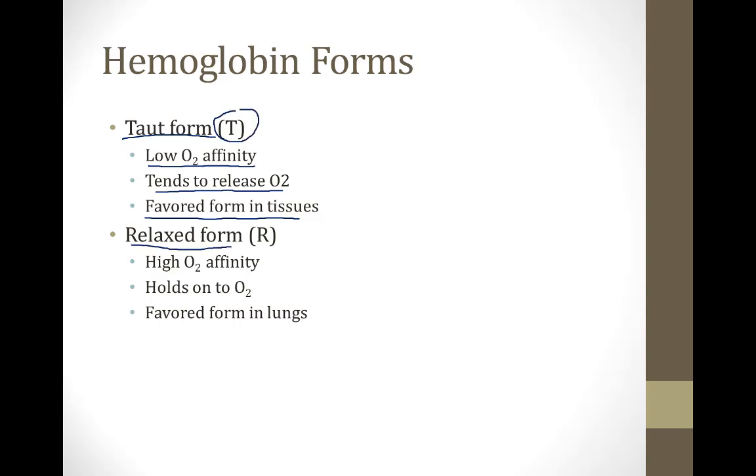Then there's a relaxed form called the R form, which has a high oxygen affinity. This likes to hold onto oxygen, and this is the form that's favored in the lungs, where you want to pick up as much oxygen as possible from the air.